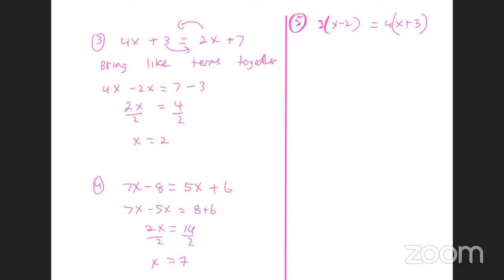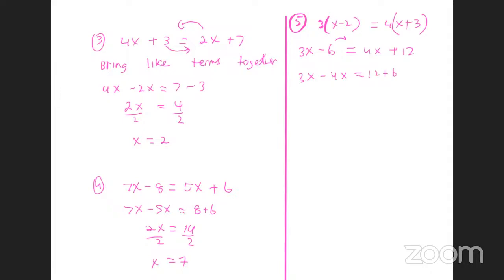So you multiply 3 by x, that's 3x. 3 by minus 2, that's minus 6. Then I'm multiplying the bracket here, 4 by x, that's 4x, 4 by 3, 12. Bring all the x's together. So when I bring the x on this side, I'll get minus 4x. When I carry across the minus 6, I'll get plus 6.